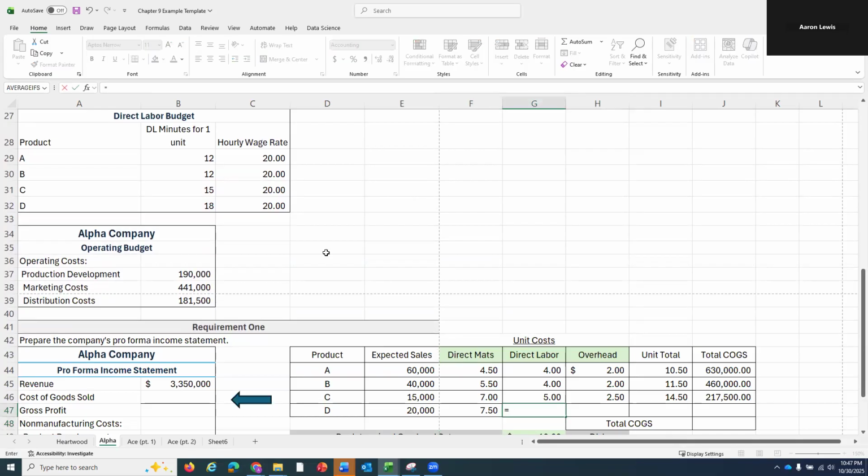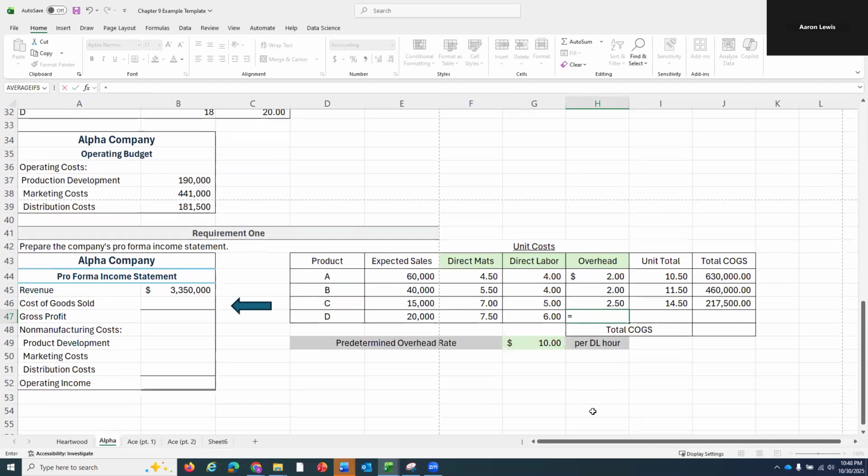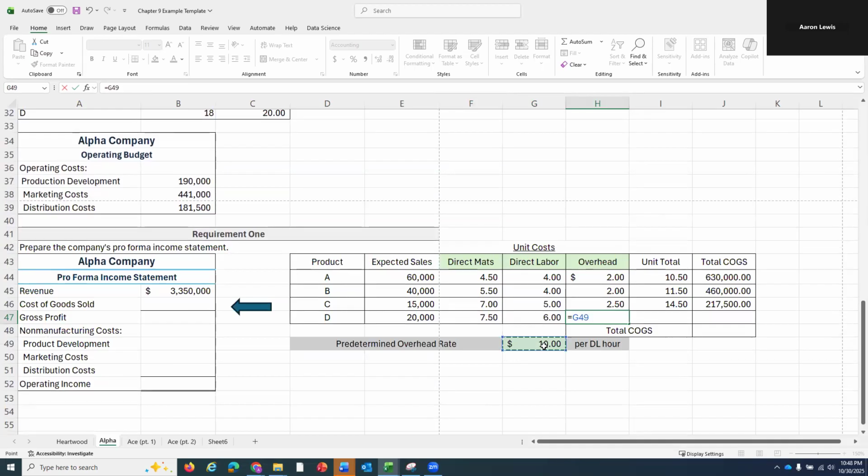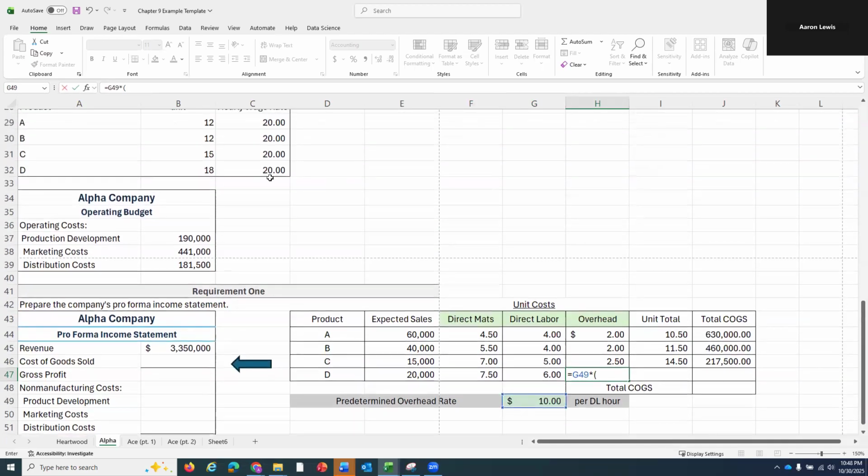And last of the Mohicans, product D, costs according to our direct materials budget, $7.50. Our workers are still going to make $20 per hour working on this. But each unit of product D takes 18 minutes to manufacture. So they're going to earn 18/60ths of their $20 per hour salary rate. And if I multiply that out, it comes out to $6 per unit. And then for overhead, same thing, $10 of predetermined overhead allocation rate times the 18/60ths of an hour that it takes to produce a unit of product D means that we're going to allocate $3 to each one of those products as we produce it.